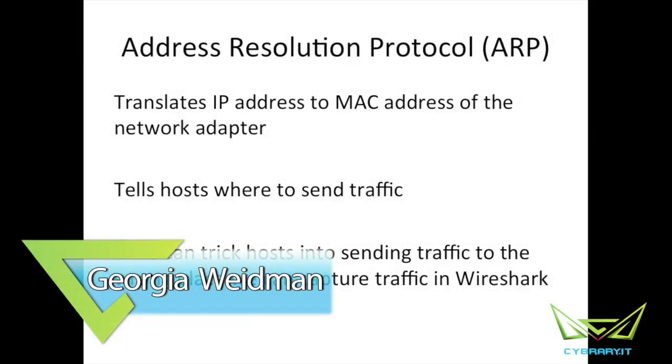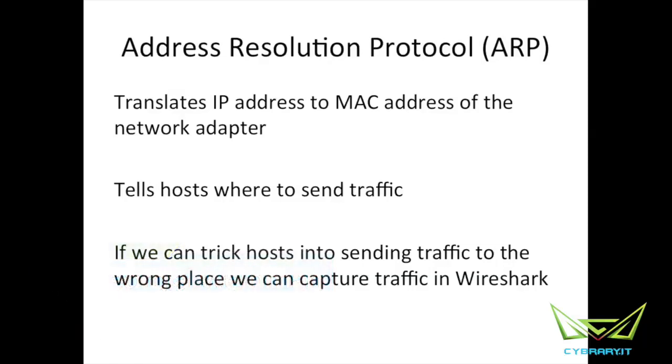I mentioned we would talk about ARP. We saw that in our Wireshark capture that there were some ARPs. That's short for Address Resolution Protocol. What that's going to do is basically translate the IP address to a MAC address of the network adapter. So IP address, at least in IPv4, is a good deal easier to remember than a MAC address. Not so much in IPv6. It'll tell a host where to send the traffic.